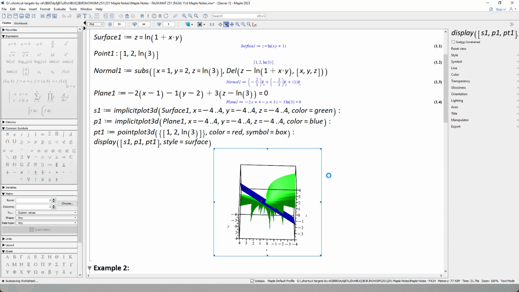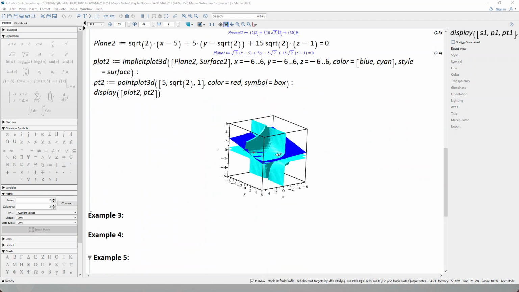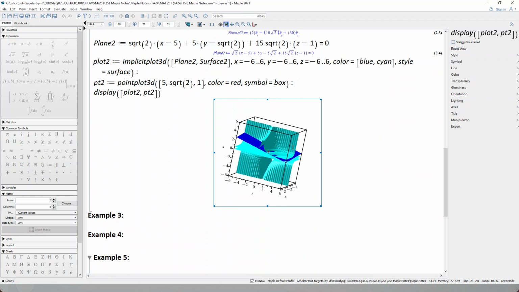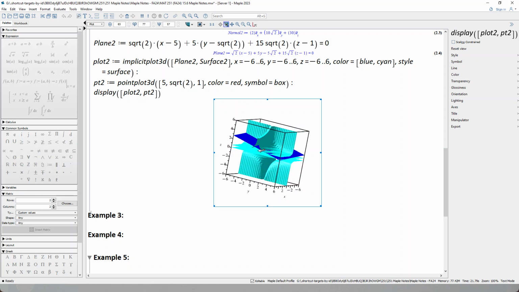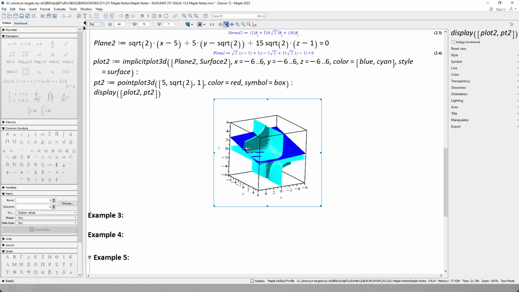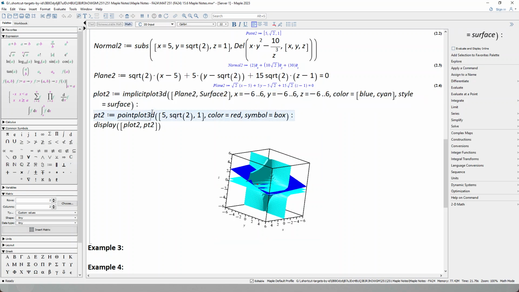The one we just did is a little bit lower. There we go. So it's right here. The aqua bit is the surface. There's the point right there. And the plane of tangency is right there. You can see it's just tangent at that spot. So that's a way you can check yourself in Maple, by graphing the surface, graphing the plane, and then graphing the point.